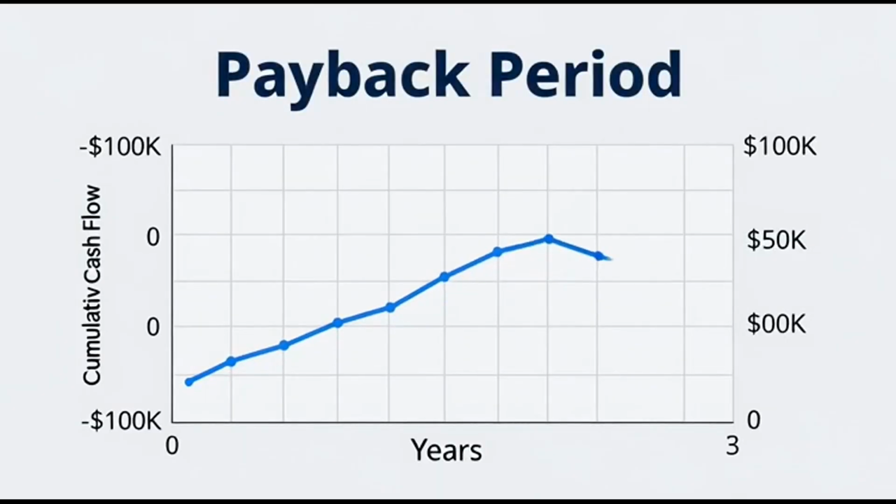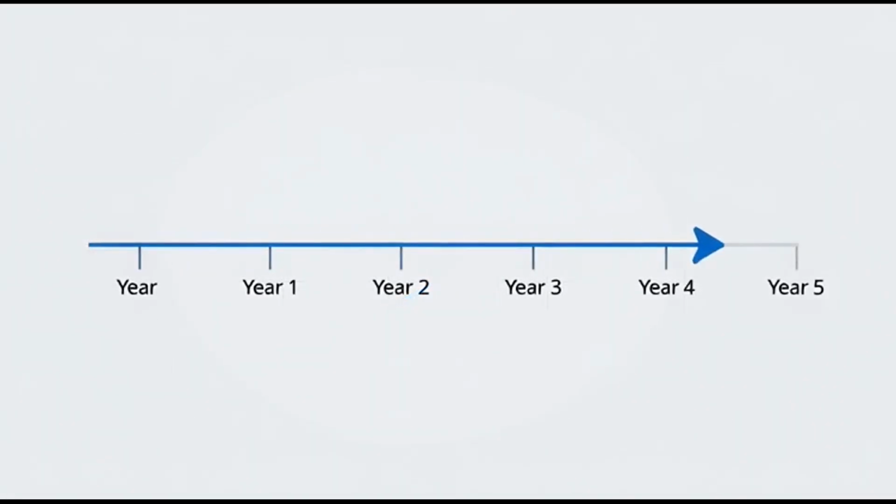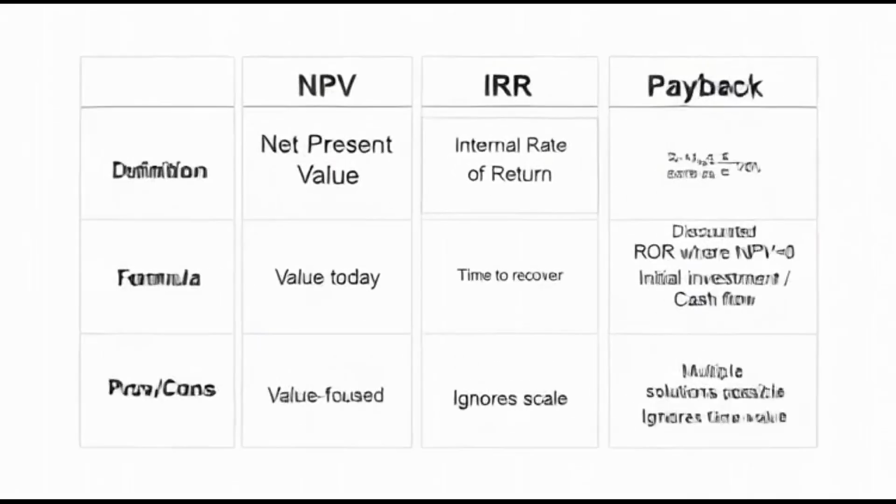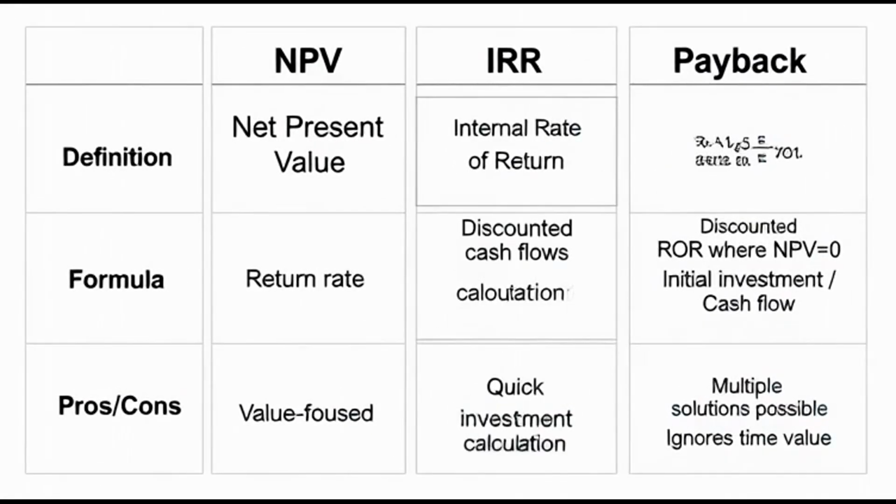The payback period shows how quickly a company recovers its initial investment. It focuses on time without considering the time value of money. In this example, the payback period is 3 years. In practice, companies evaluate all three methods, but prioritize NPV when making final decisions.